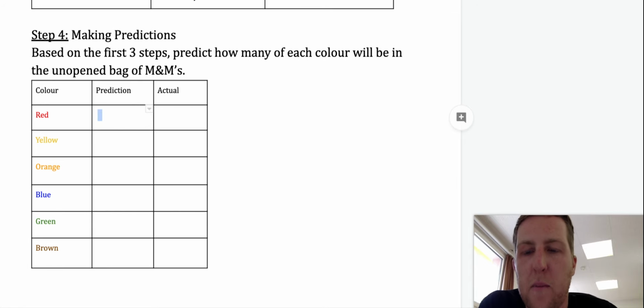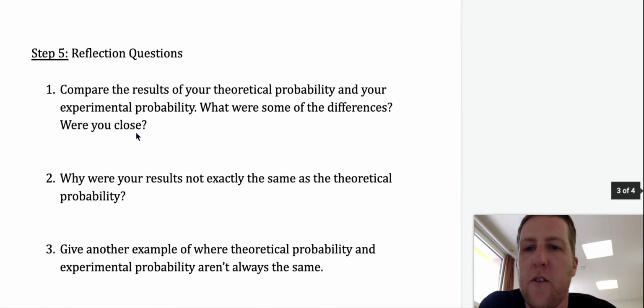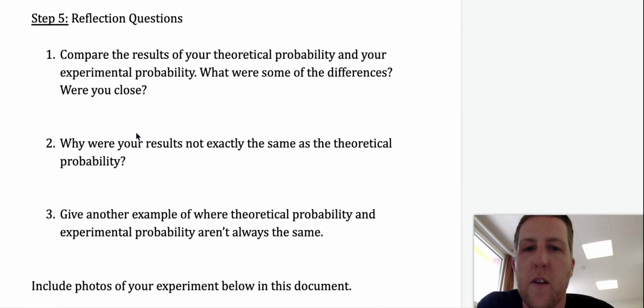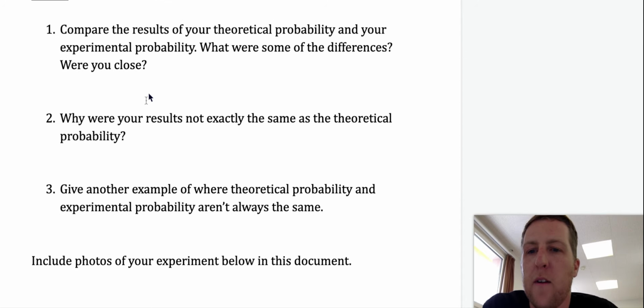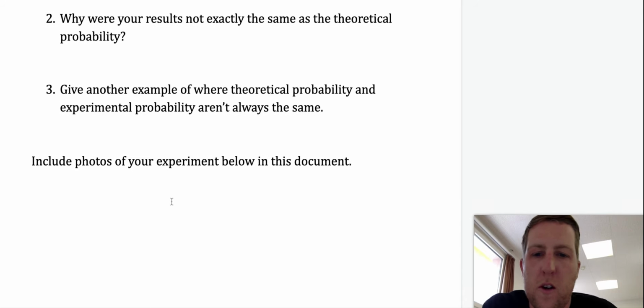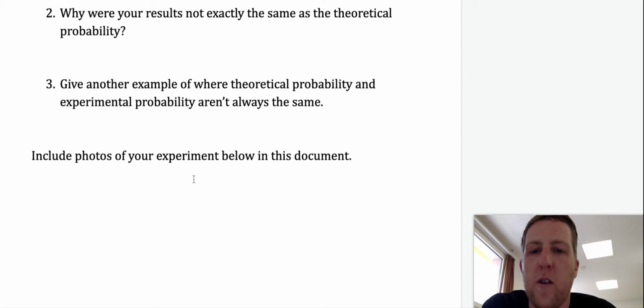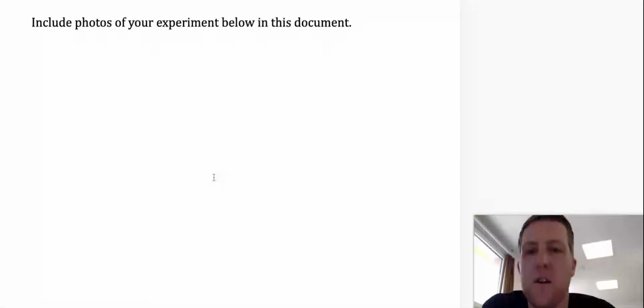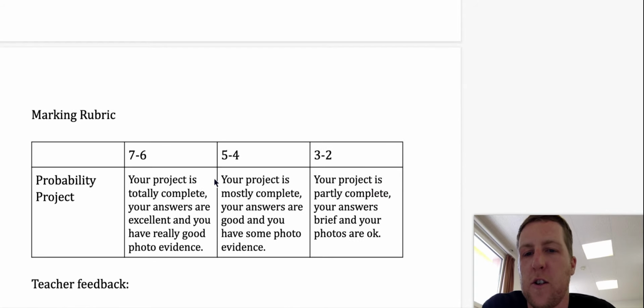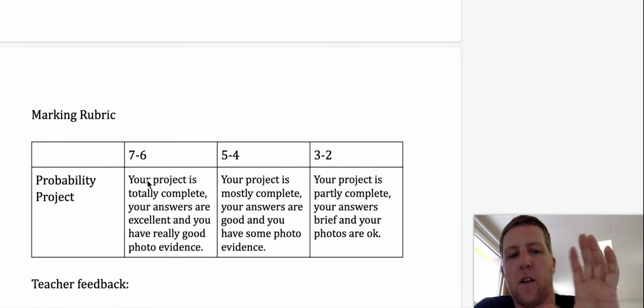And the last page, step 5, is just a few questions about what the difference between theoretical probability and experimental probability is, and how close were your predictions and guesses and things like that. And there's 2 more questions, a spot for you to include photos, like I mentioned, and then how I'm going to grade you.